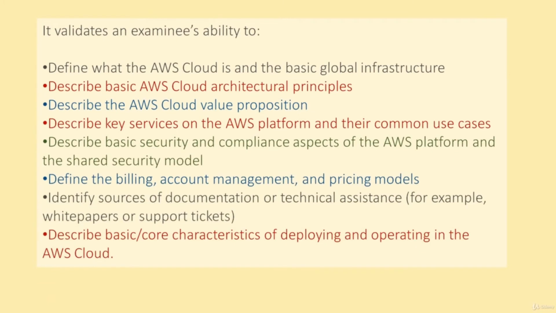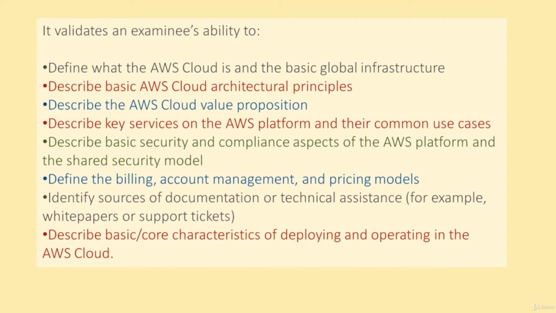The practitioner exam would validate an examinee's ability to define different parameters. You would be able to define what the AWS cloud and the basic global infrastructure are, be it platform as a service, infrastructure as a service, software as a service, database as a service, and different things. You would be able to define various architectural principles, how you would define your architecture and your enterprise application, and such things. You would be able to implement different services on the AWS platform and use their common use cases.